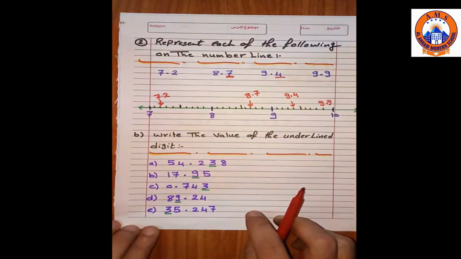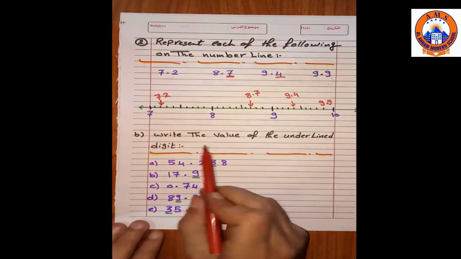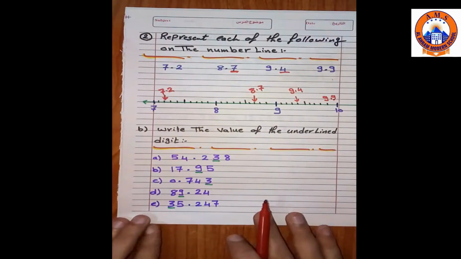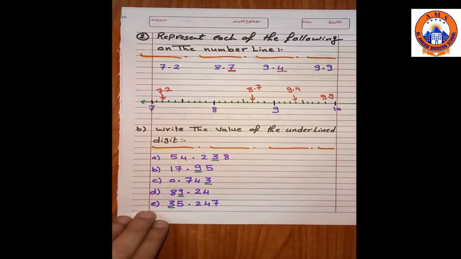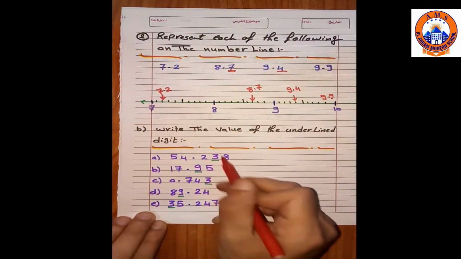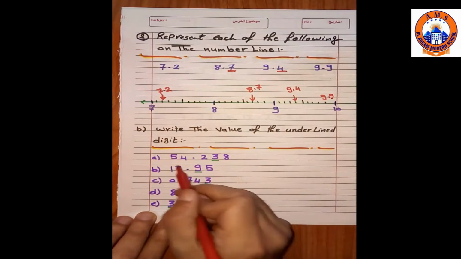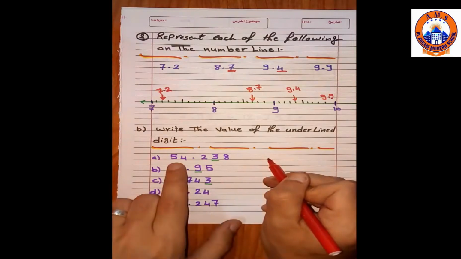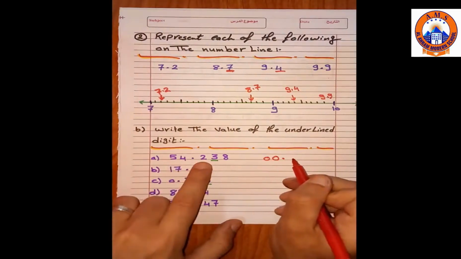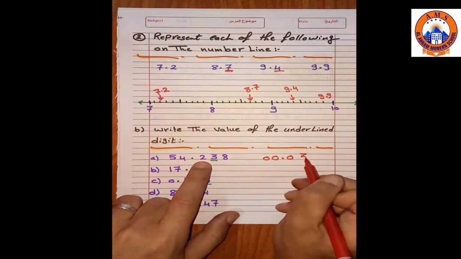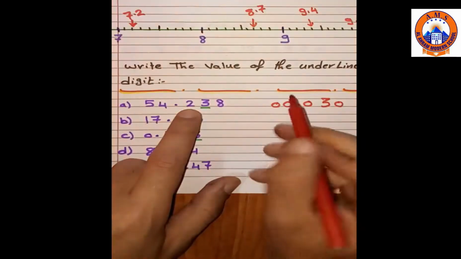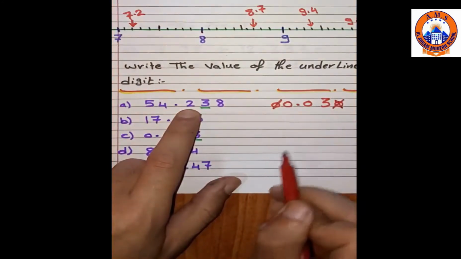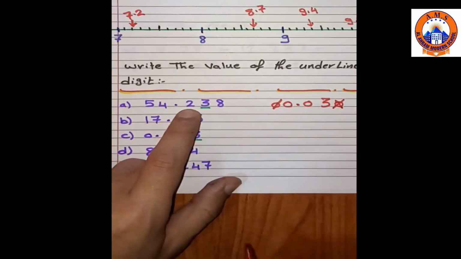Next question number 2b. We want to write the value of the underlined digits. Writing the value means writing a number, but writing the place value means writing letters. To write the value of the digit 3, we're gonna replace all the other digits with zeros. So it will be 00.030. You can cancel the extra zeros before the decimal point and after the decimal point, but the zeros in the middle you can't cancel.